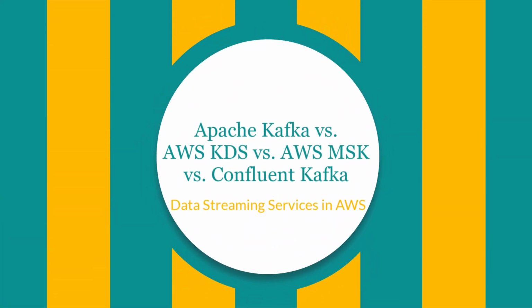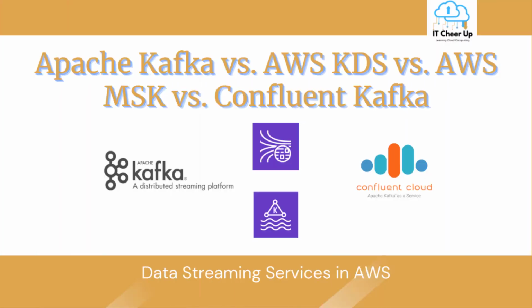There are 4 data streaming solutions in AWS. You can run Apache Kafka in AWS EC2. You can choose the AWS native cloud service from Kinesis Data Streams, KDS, or AWS Managed Streaming for Apache Kafka, MSK. You can also choose the enterprise stream data platform Confluent to run the Kafka service in cloud.